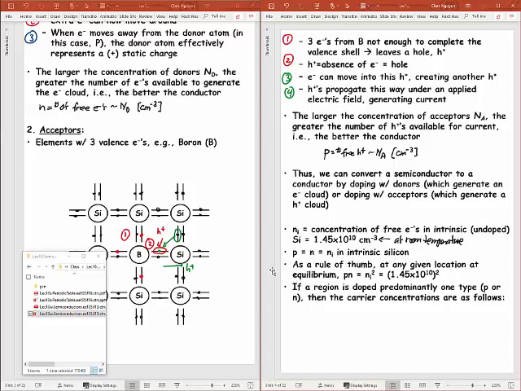That seems like a lot, but how many atoms are in silicon in a cubic centimeter? 10 to the 23rd. So there's a lot more atoms in the cubic centimeter than free carriers. So in intrinsic silicon, the P concentration, or the hole concentration, equals the N concentration, or the electron concentration, which equals N sub I, which equals this 1.45 times 10 to the 10th. And as a rule of thumb, at any given location at equilibrium, the product Pn equals N sub I squared.